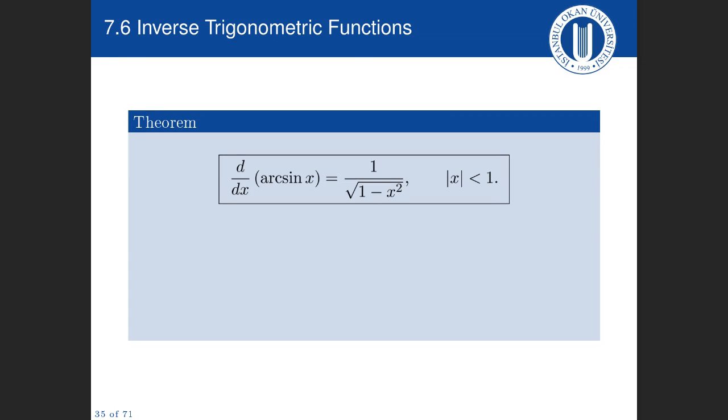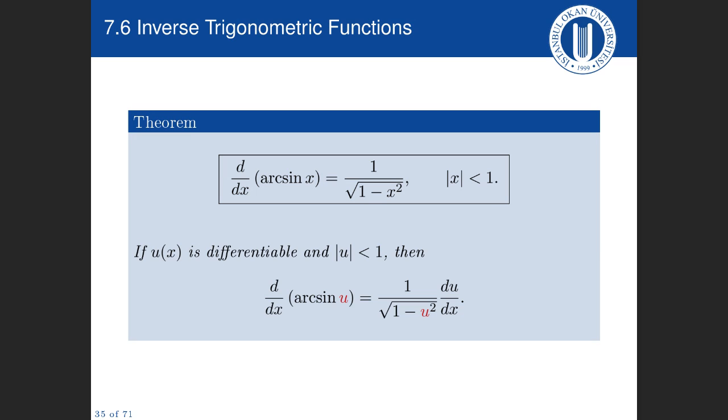Let's write this as a theorem. The derivative of arcsine x is 1 divided by the square root of 1 minus x squared, as long as the absolute value of x is less than 1. We can combine that with the chain rule to say that as long as u is differentiable and the absolute value of u is less than 1, d dx of arcsine u is 1 divided by the square root of 1 minus u squared, times du dx. That's just the formula above combined with the chain rule.